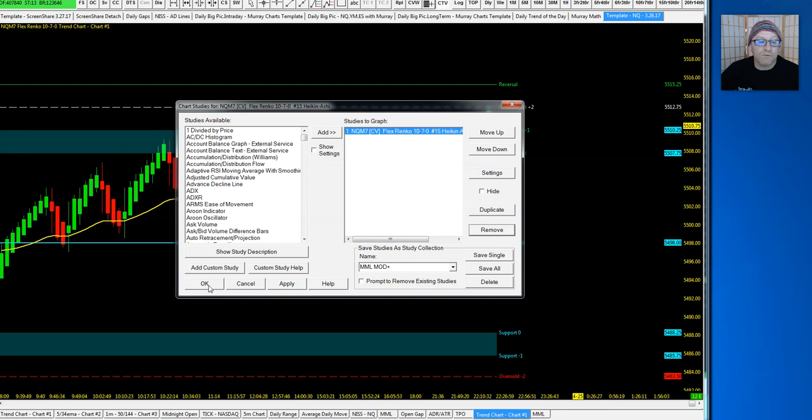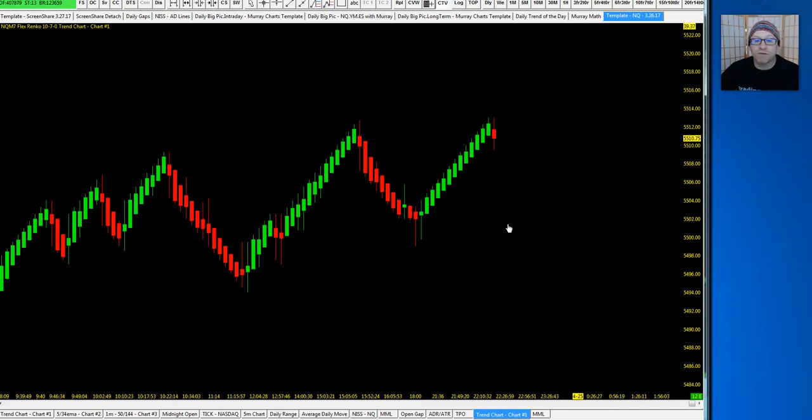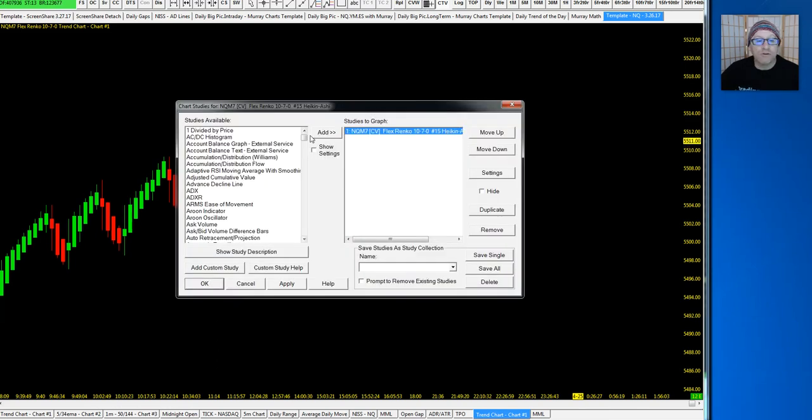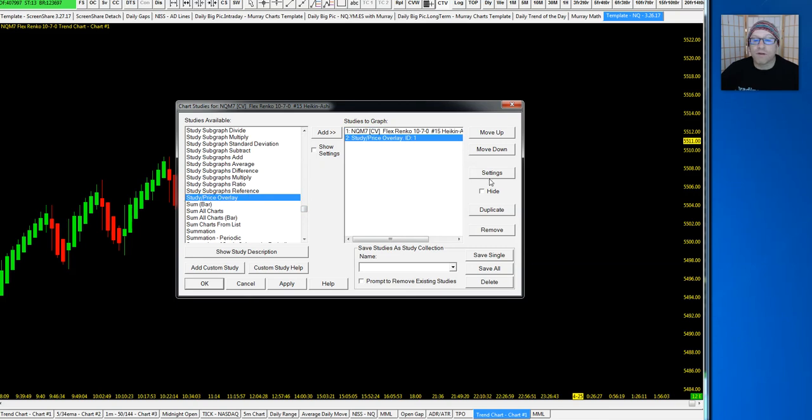And let's go ahead and remove that. All right, so we're back to the basic standards of just the HA bar. So what we do is we go ahead and we want to do a study price overlay. So we come down and we go ahead and hit the study price overlay.